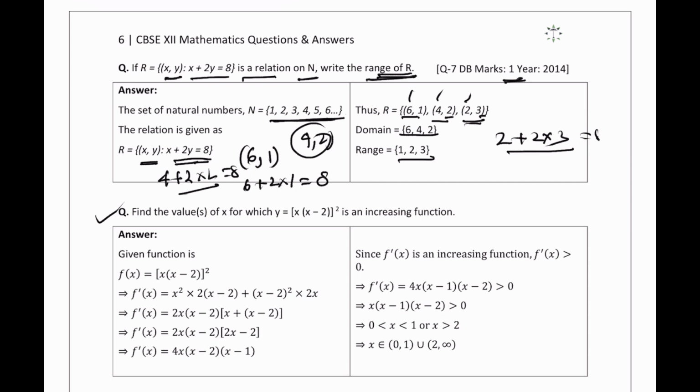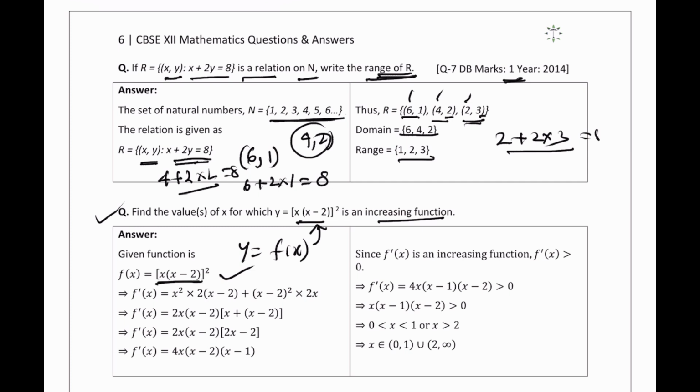Find the value of x for which y equal to x into (x minus 2) whole square is an increasing function. Okay, so the relation is that y is a function of x and given as this, so I have written it. Now we have to differentiate it. So differentiate in this format. How can we differentiate this type of equation?